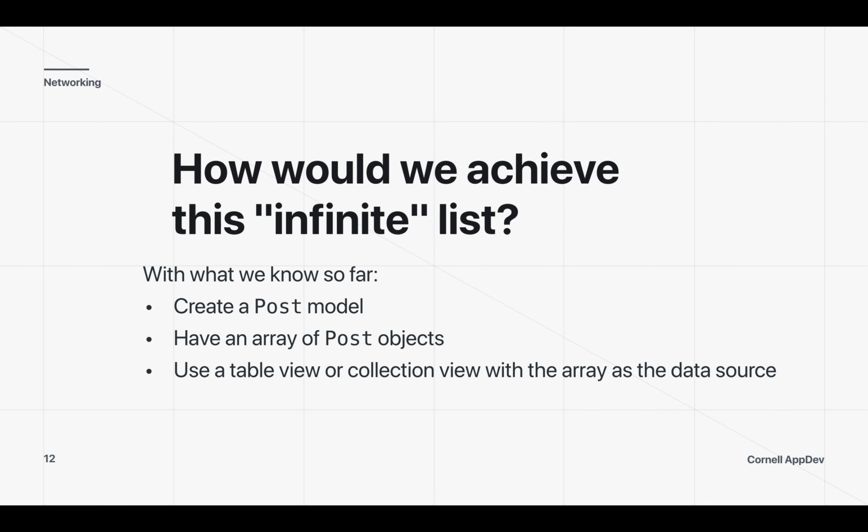So, how would we achieve this sort of infinite scrolling list? With what we know so far, we would create a post model like I mentioned. You'd have an array of post objects, and then use a table view or collection view with the array of post objects as your data source. So this should all sound pretty familiar.